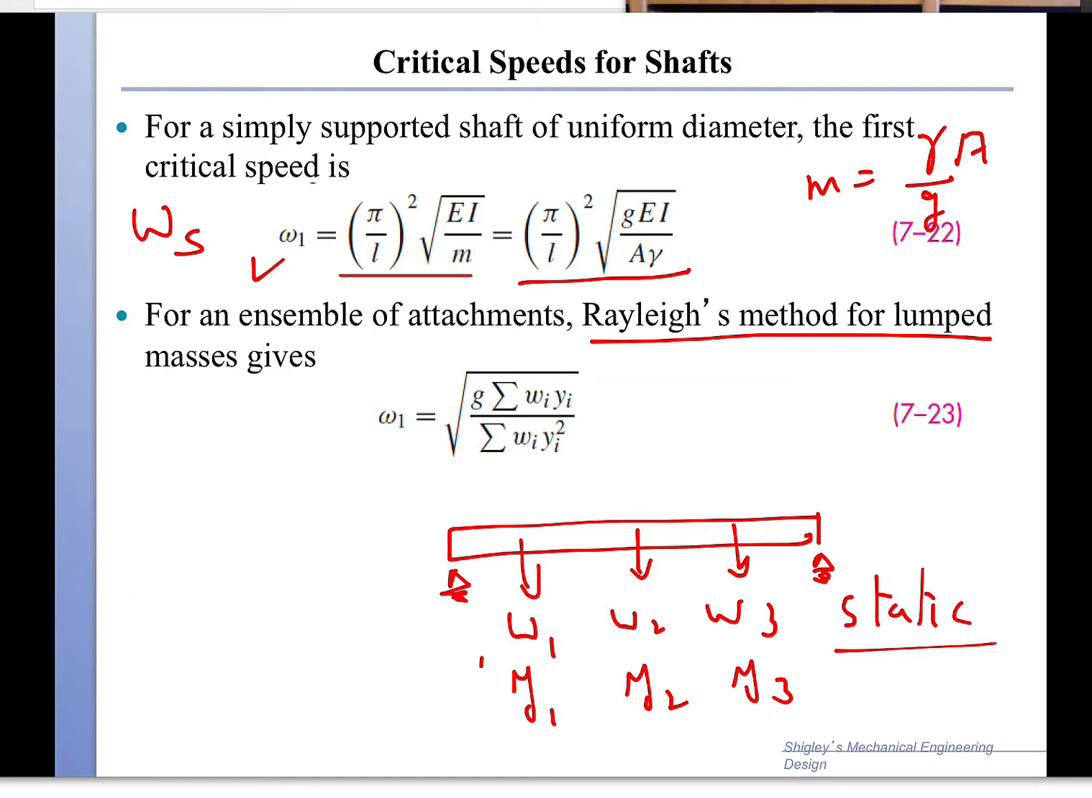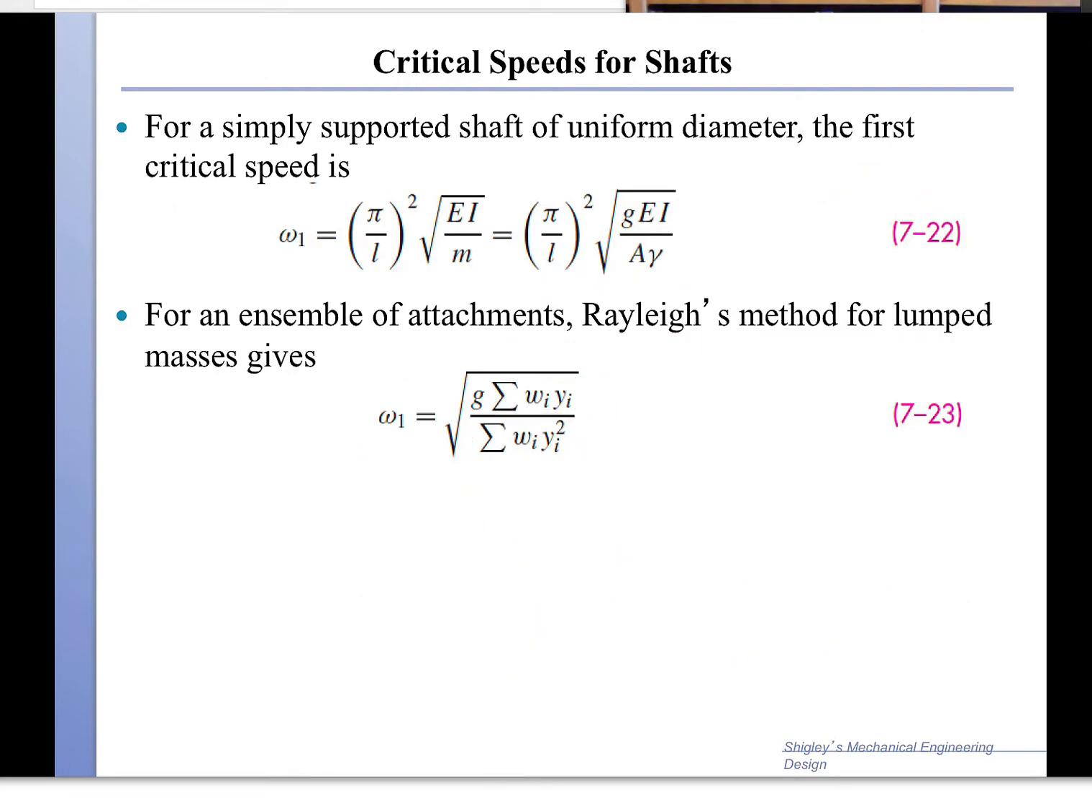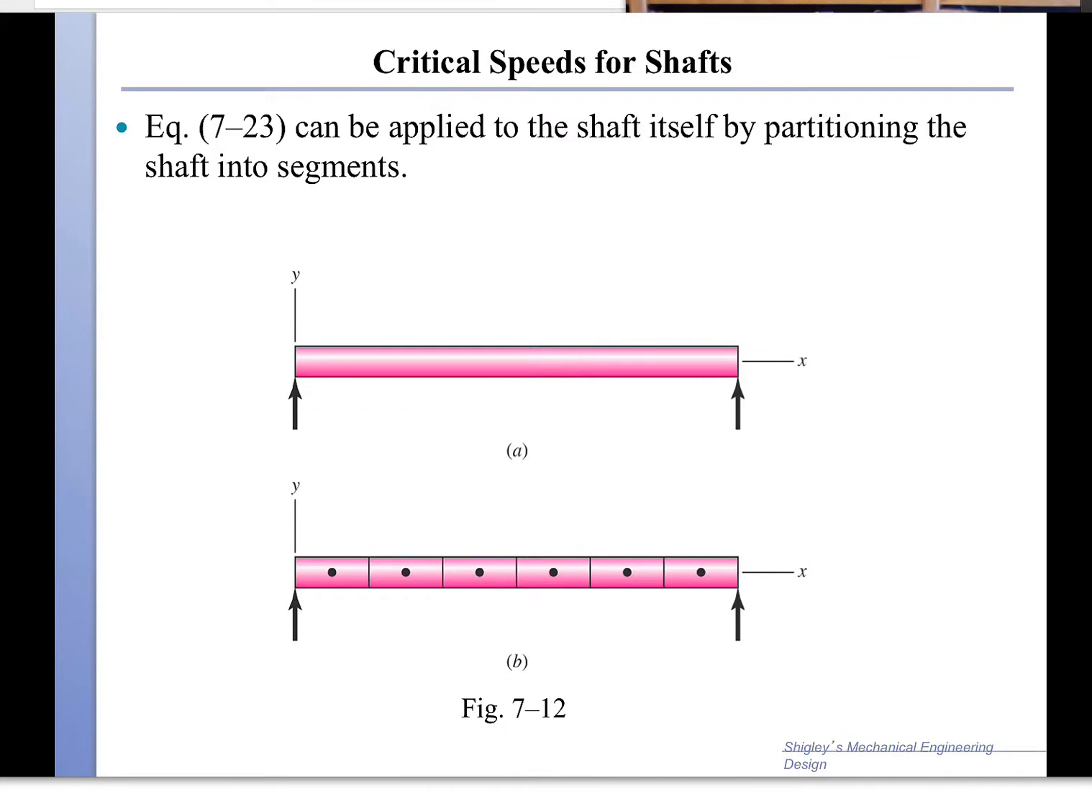If we have the weights and the deflections, then an approximate formula for the critical speed of a shaft with concentrated masses is that you take the sum of the weights times the deflections, multiplied by g, and divided by the sum of the weights times the deflection squared, and then you take the square root. So we'll keep that in mind as we move on to the final method that we have, which is Dunkerley's equation, which we will derive.